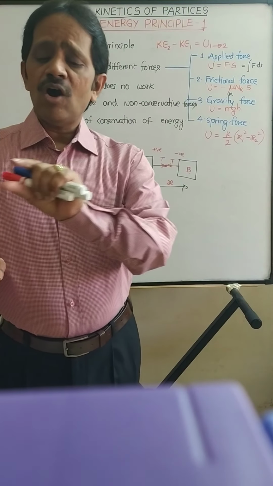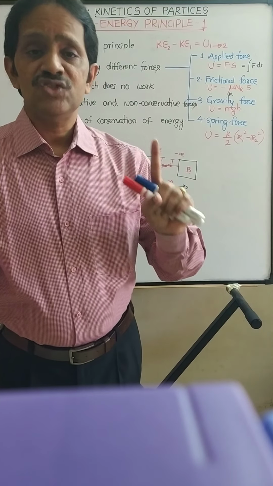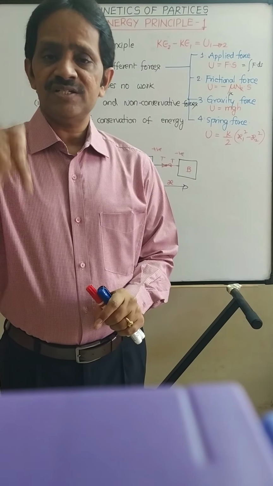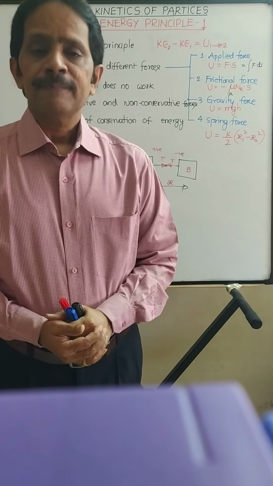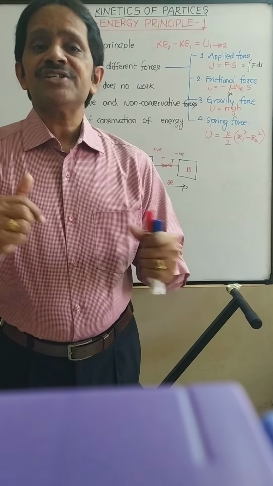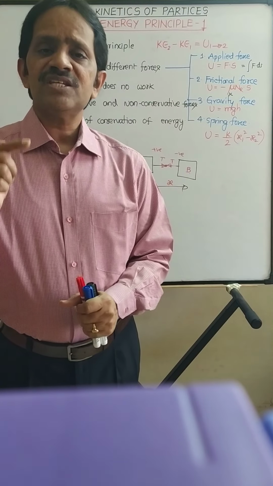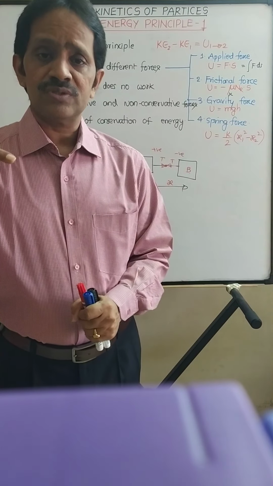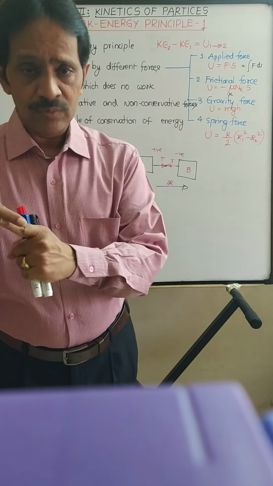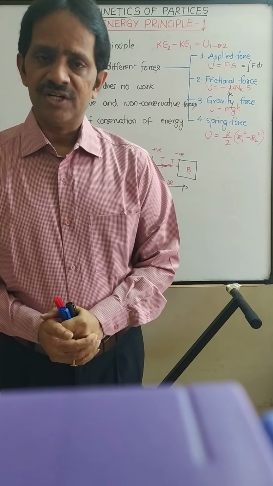If the body is moving horizontally, then work done by the gravity force is again 0, because there is no displacement in the vertical direction. And the work done by the reactions which are acting at the supports is always 0, because the support is not having any displacement. As the force is acting on the support, displacement of the support is 0, therefore work done by that force is 0. Understood?